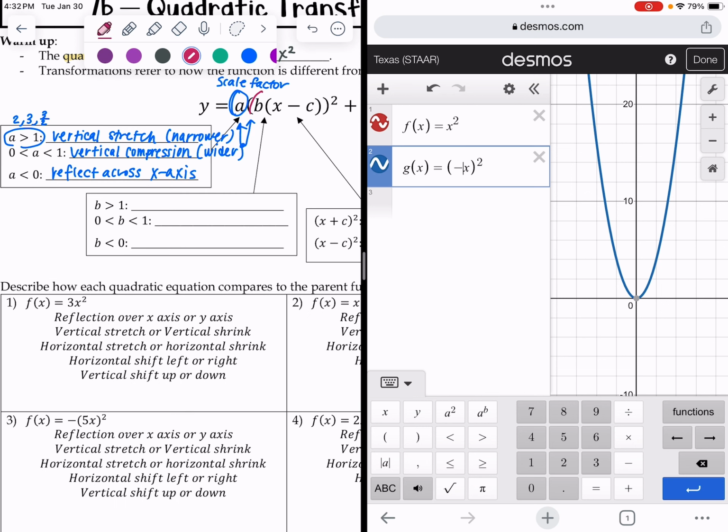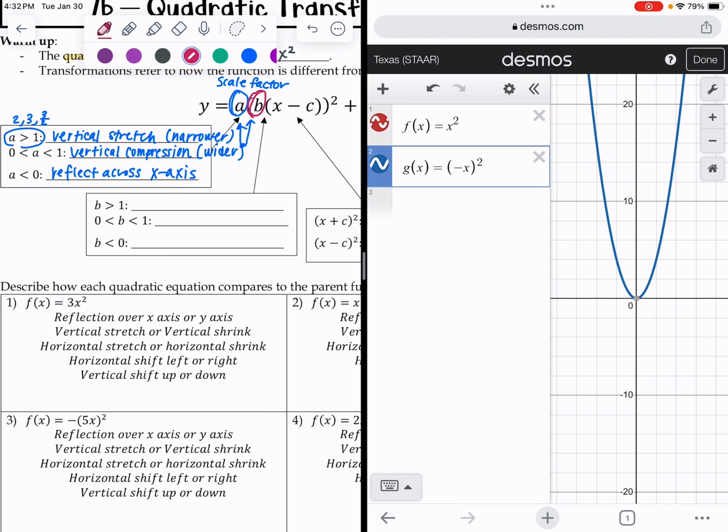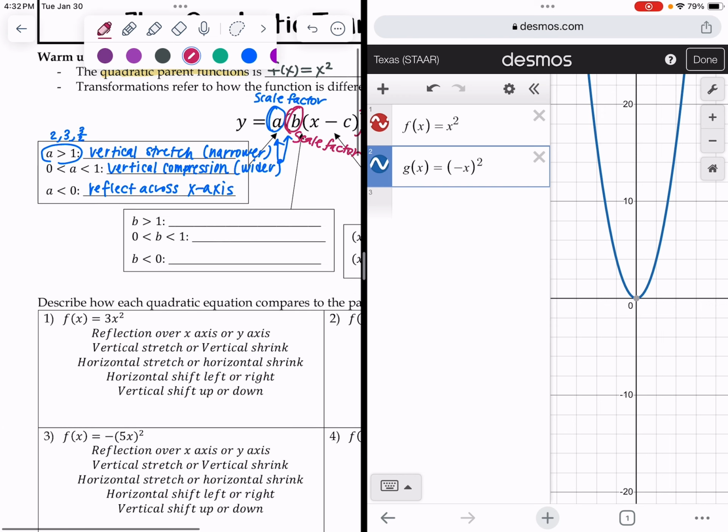And so we can also put the scale factor inside parentheses, inside the square. And so that's another place to put the scale factor. Anytime it's in front, it's being multiplied, it's called a scale factor. And if it's negative, it's a reflection across the y. Then you're not going to see a change.